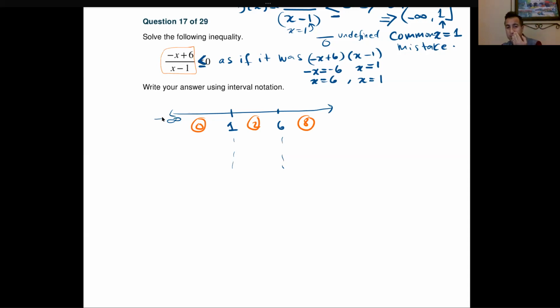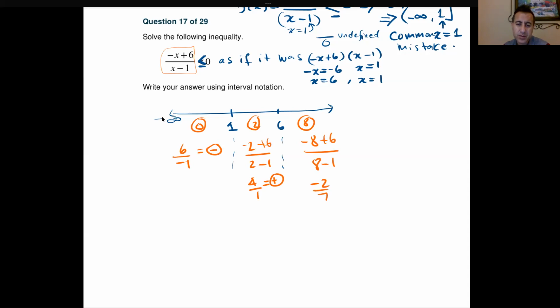You can do it in two places, which means 2 steps. You split it, you do the first one, second one, you find the numbers, you divide them, either way. So 0 means 6 divided by -1, which is -6, which is negative. -2 for 2 plus 6 and 2 minus 1, it's 4/1, which is positive. -8 plus 6/8 minus 1, that's -2/7, that's negative, right?